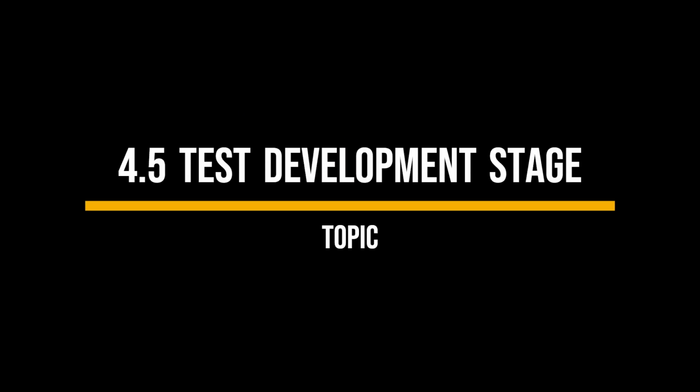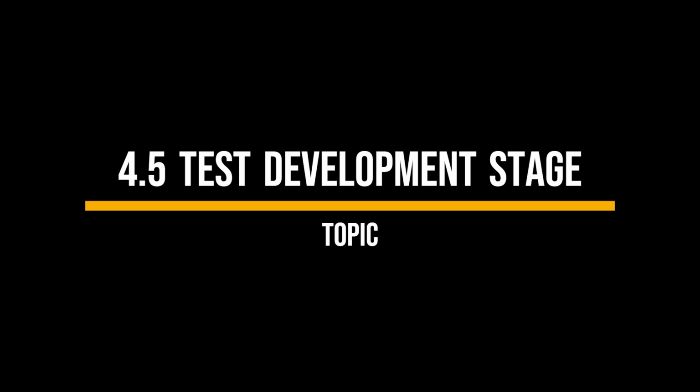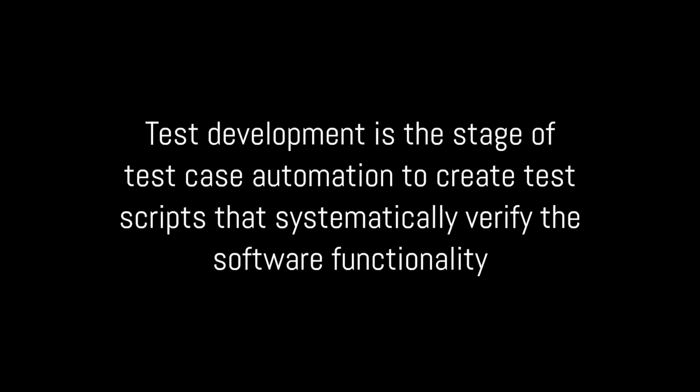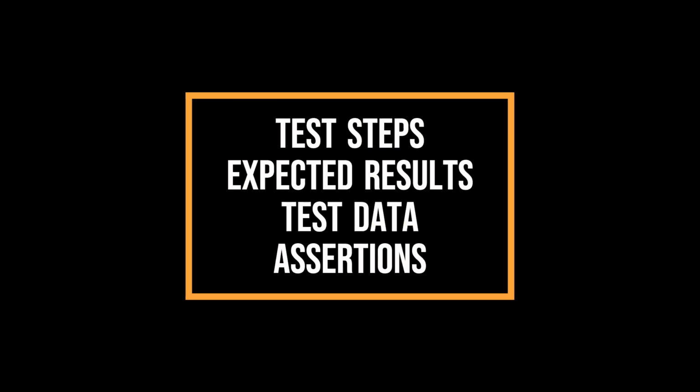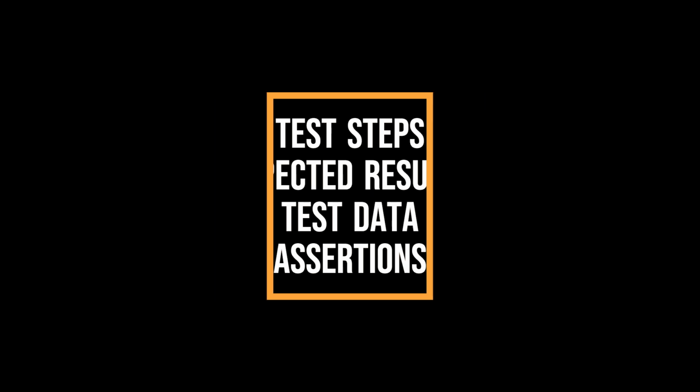Test development stage. Test development is the stage of test case automation to create test scripts that systematically verify the software functionality. These scripts are run during the test execution stage to ensure that the software behaves as expected. The main test script components are as follows: test steps, the detailed instructions for each test action; expected results, the outcome or behavior expected from the software; test data, the input values needed for the test; assertions, the conditions to comply during the script execution.